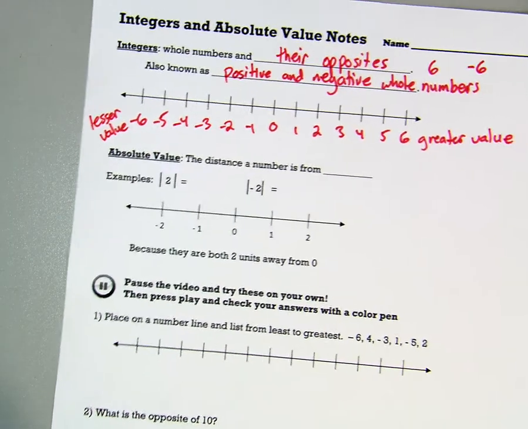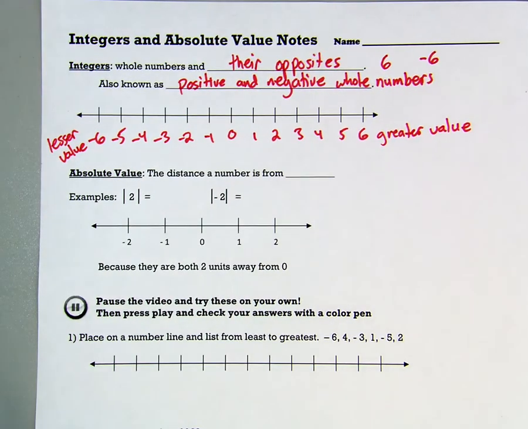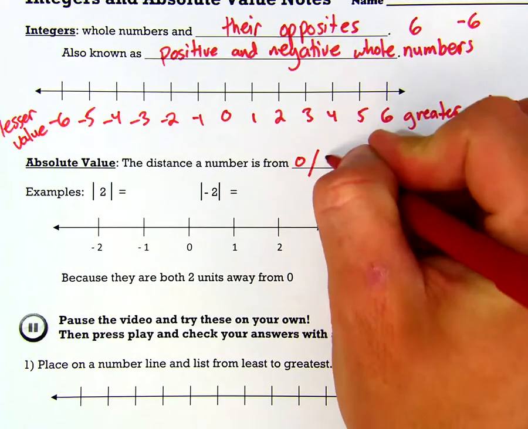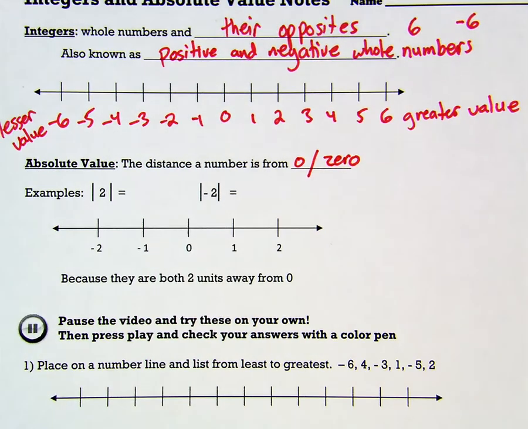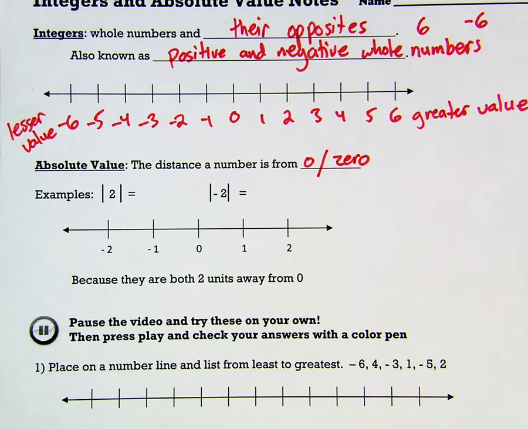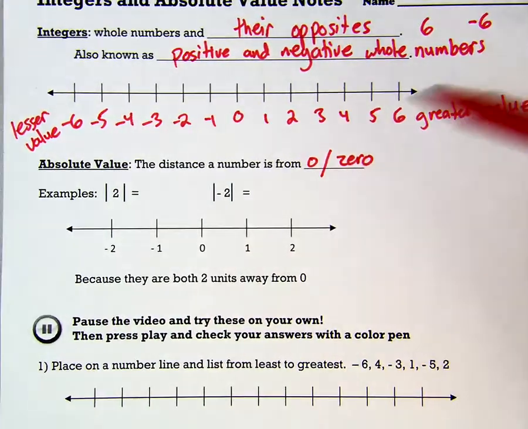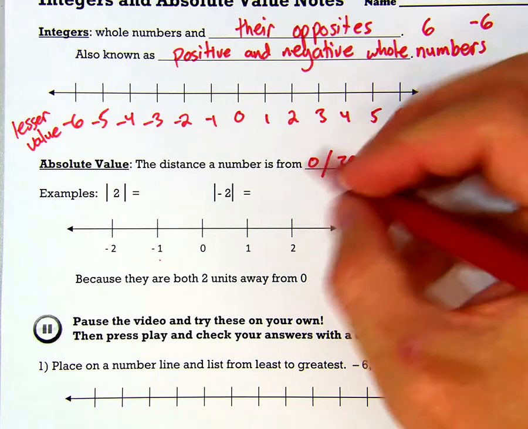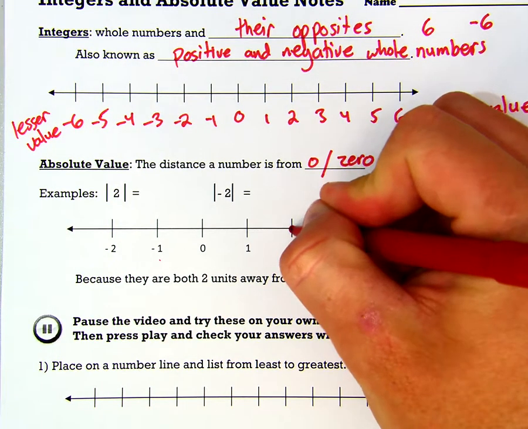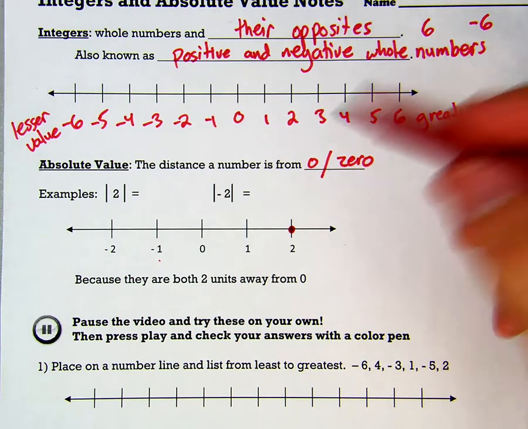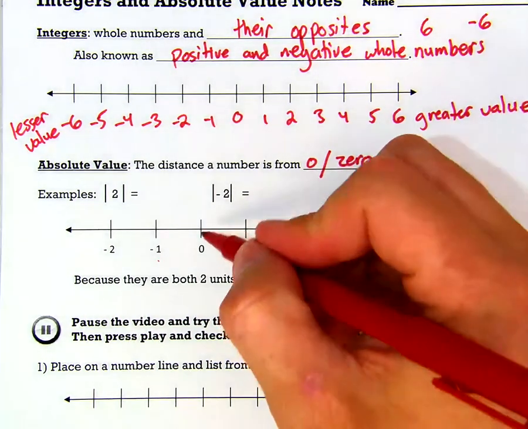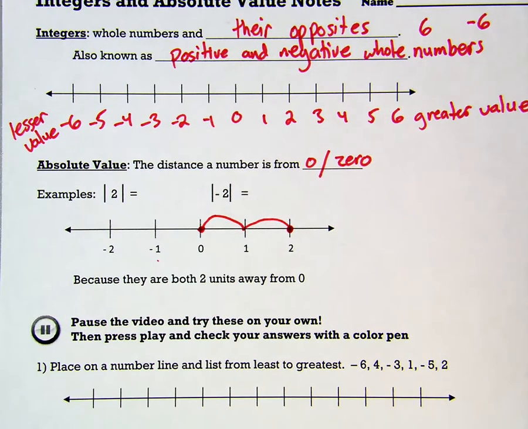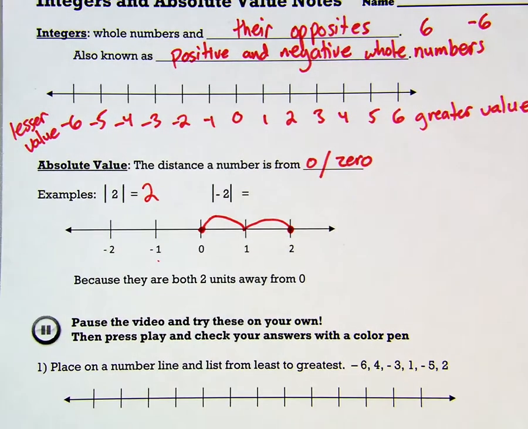Our next word we have here is absolute value. It is the distance a number is from 0. Okay. So for example, if we look at our number line here, we have 0, negative 1, negative 2, and then 0, 1, 2. So if I look at the number 2, there is my 2. And if I think about my definition, the distance a number is from 0, here's 0, here's 2, I am 1, 2 spots away. So the absolute value of 2 is 2.